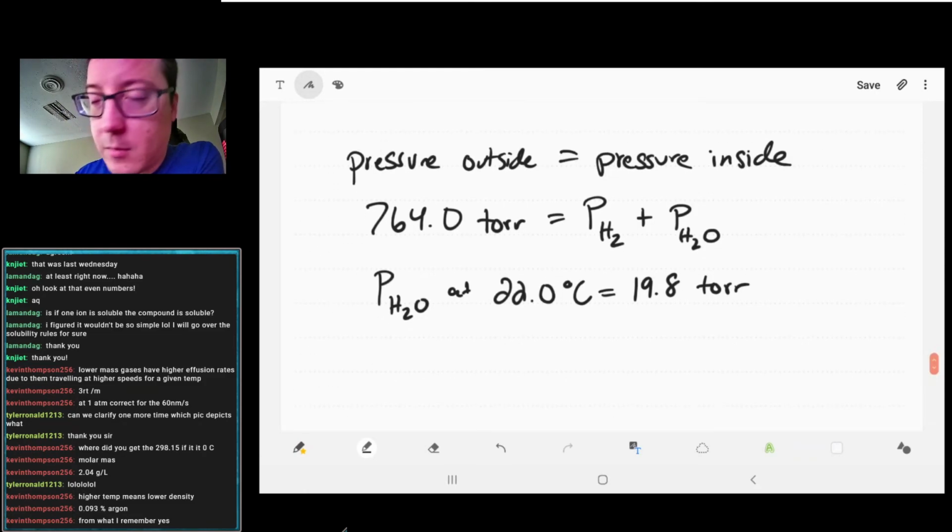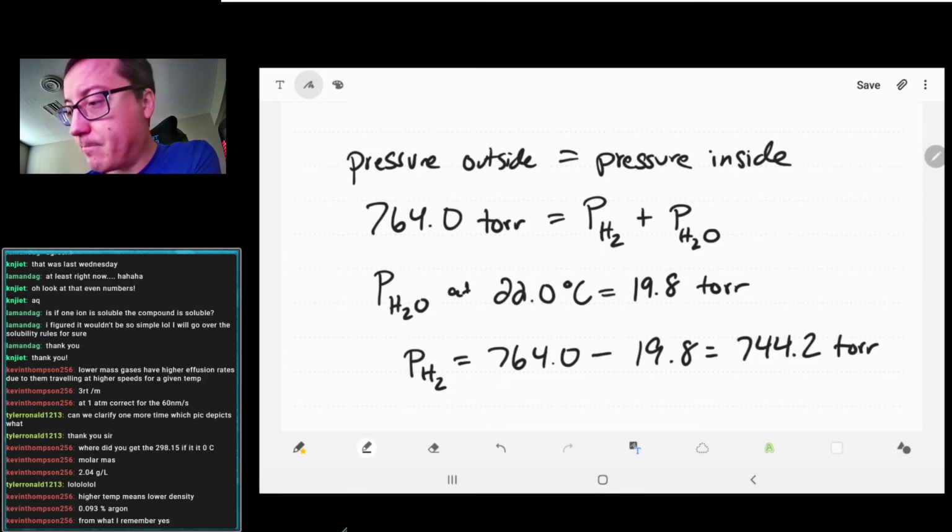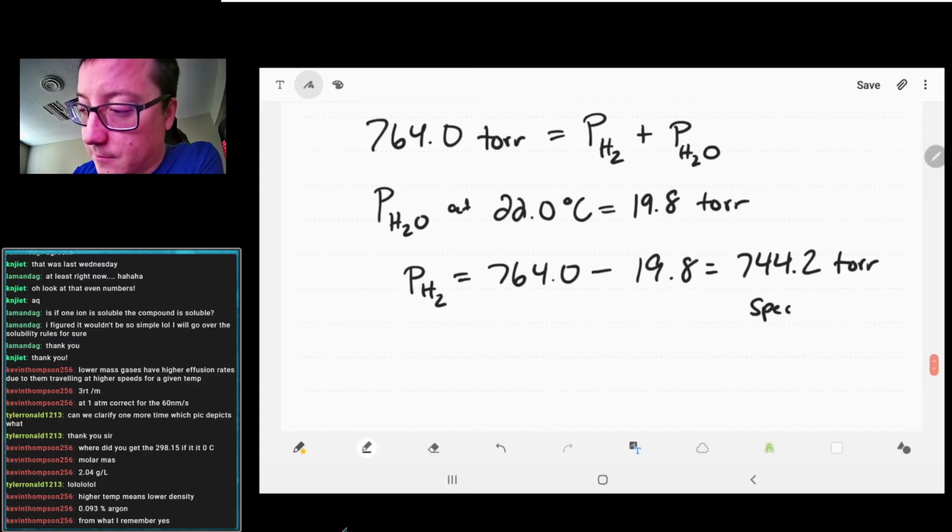So let's go ahead and have a look here. The pressure of hydrogen will be equal to 764 minus 19.8. So that would be 744.2 torr. Okay, and so this is specifically hydrogen. That is the partial pressure of hydrogen itself.